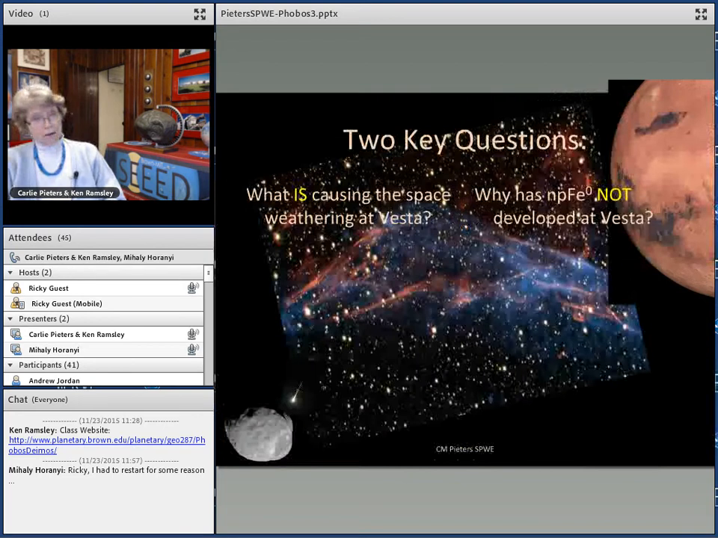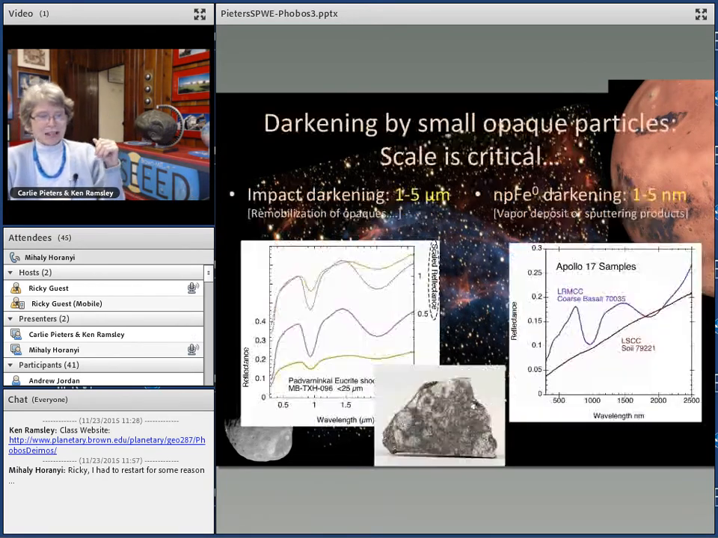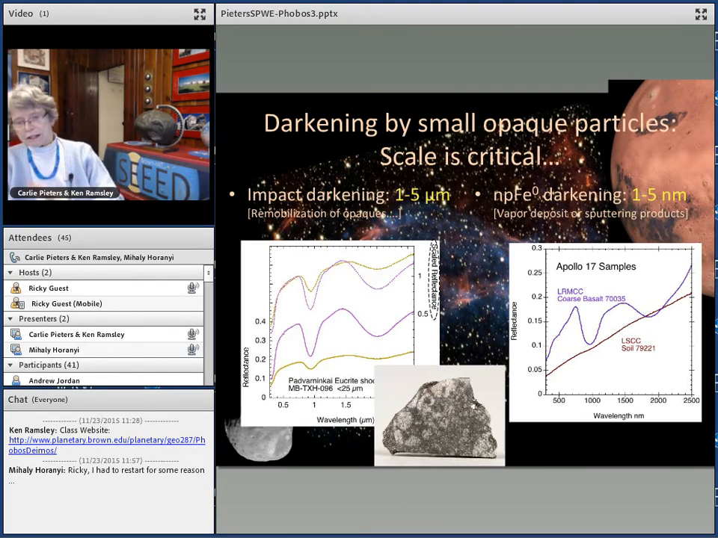Well, okay, then that leaves us with two big questions. What is causing this space weathering on Vesta, and why hasn't the nanophase iron developed? Well, to answer the first question, it really is a matter of scale of opaque particles. You notice the bright areas on Vesta became darker. There's ways to do that other than forming nanophase iron on the surface.